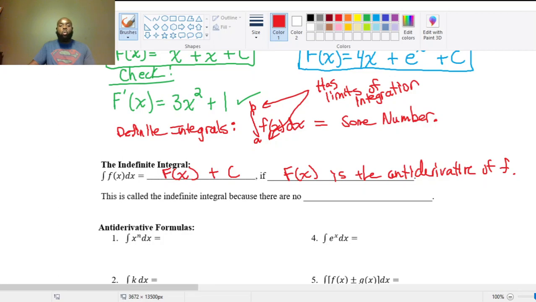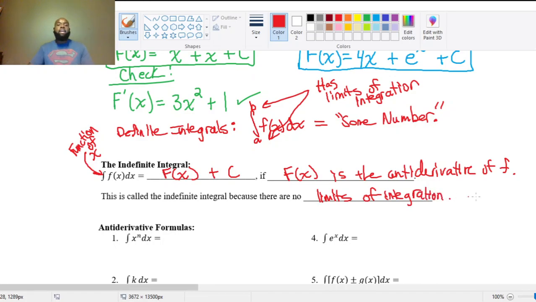And so when we don't have limits of integration, we actually have a function, right? This is a whole function. This is a function of x. When we do have limits of integration, this is a number, right? This is called the indefinite integral because there are no limits of integration.